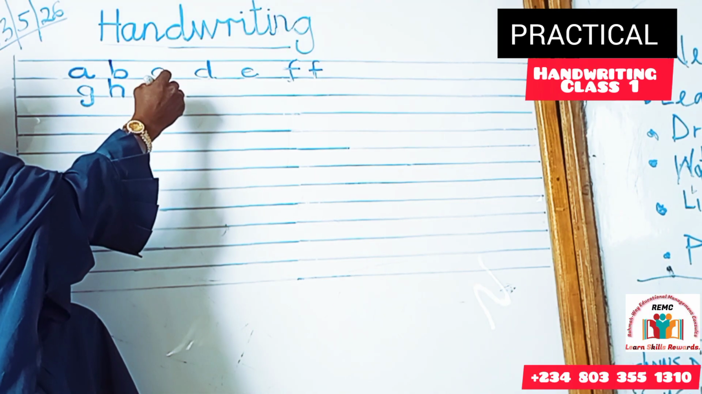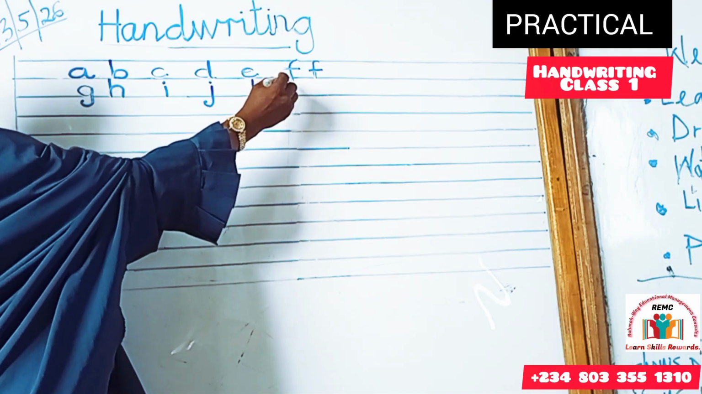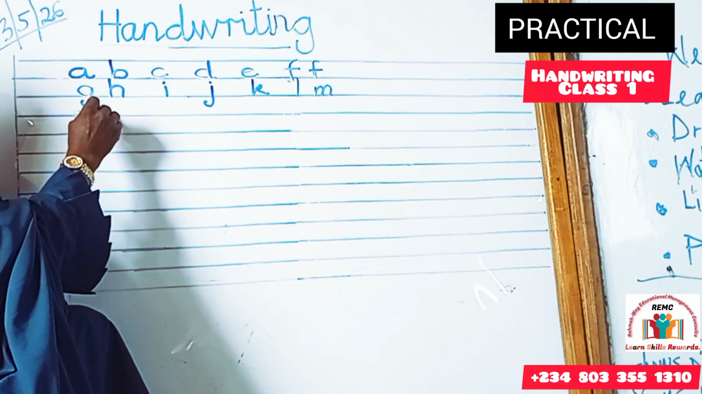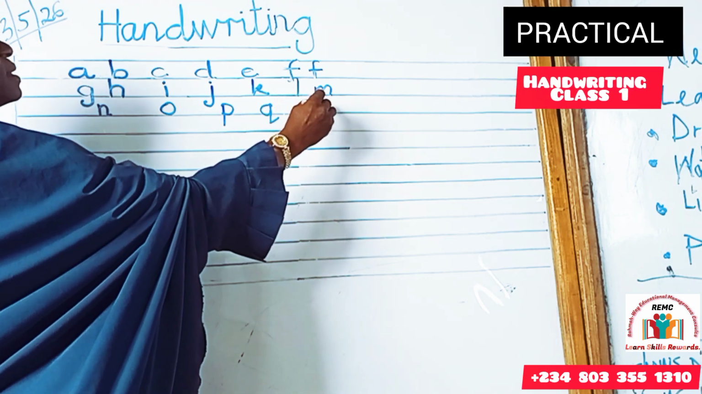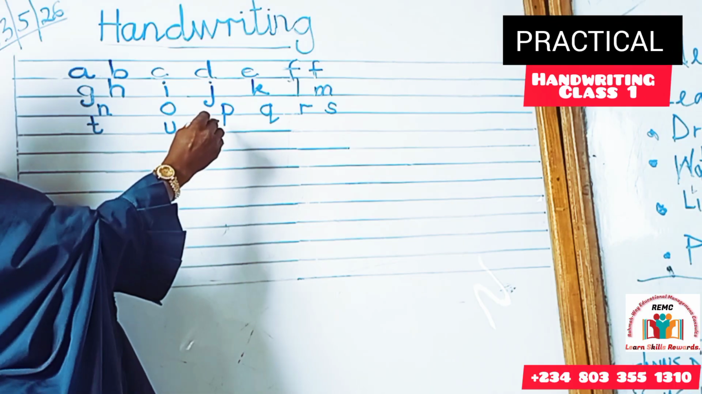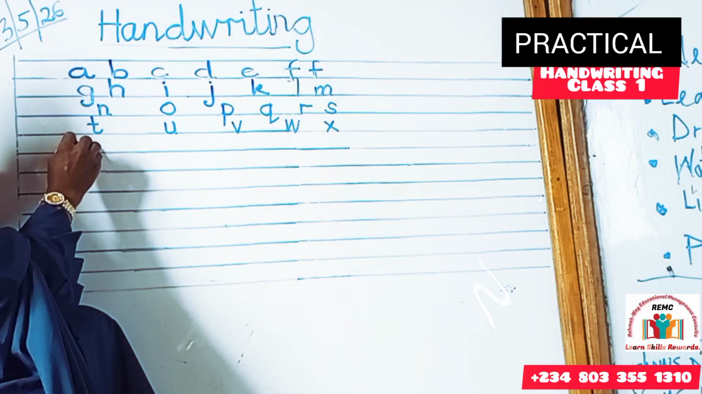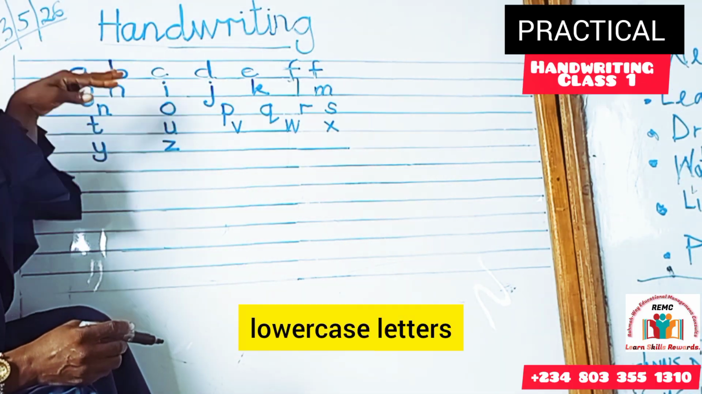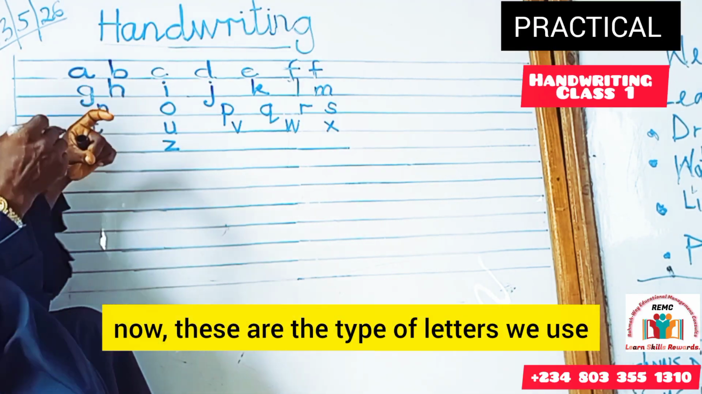H, I, J, K, L, M, N, O, P, Q, R, S, T, U, V, W, X, Y, and Z. These are the alphabet, lowercase letters, small letters, as some people call it. So now these are the type of letters we use to learn handwriting.